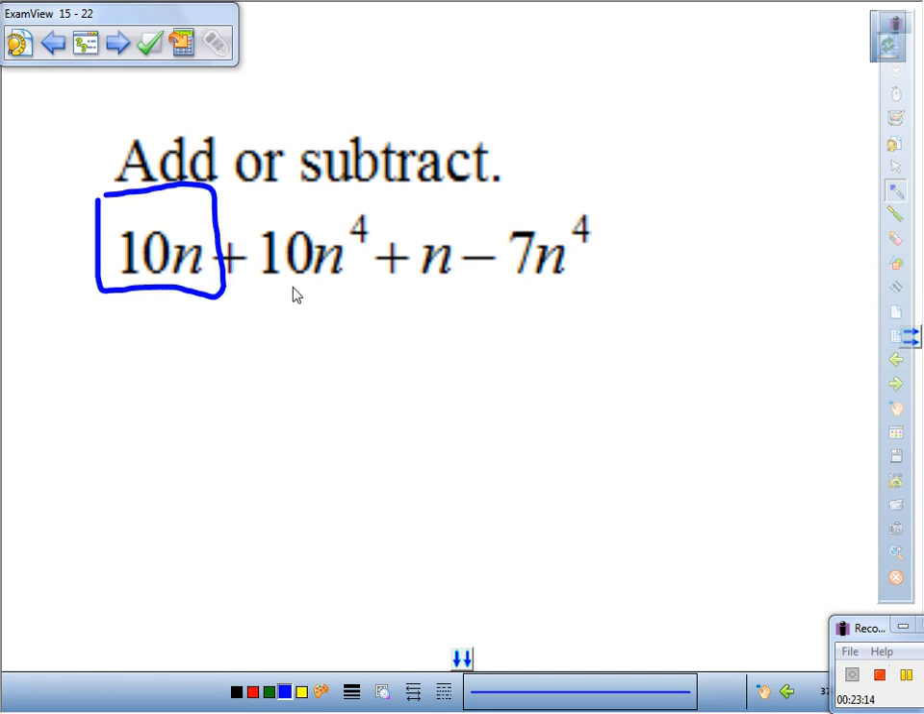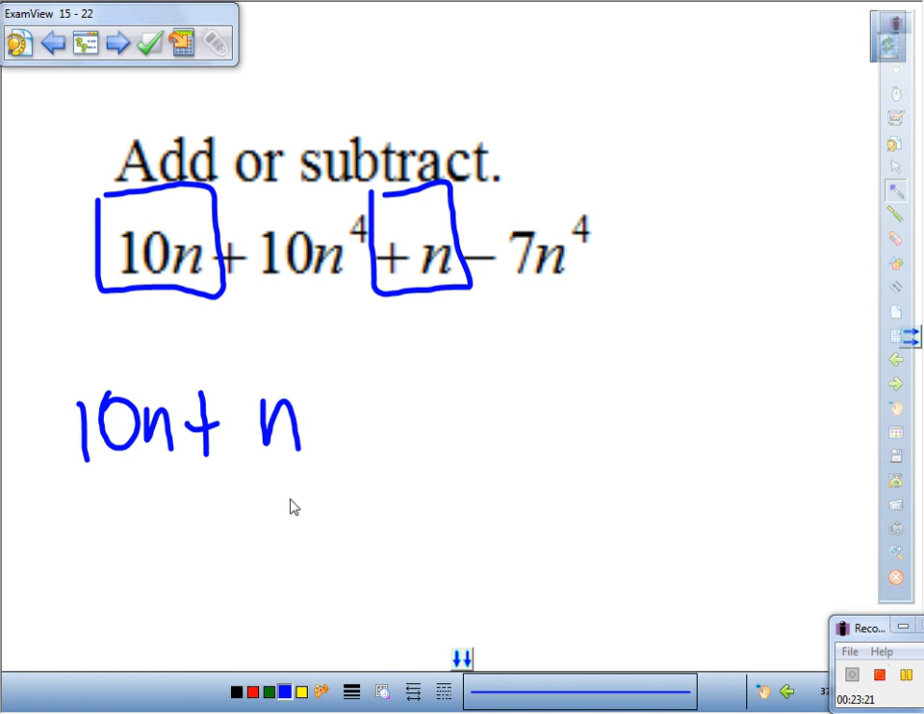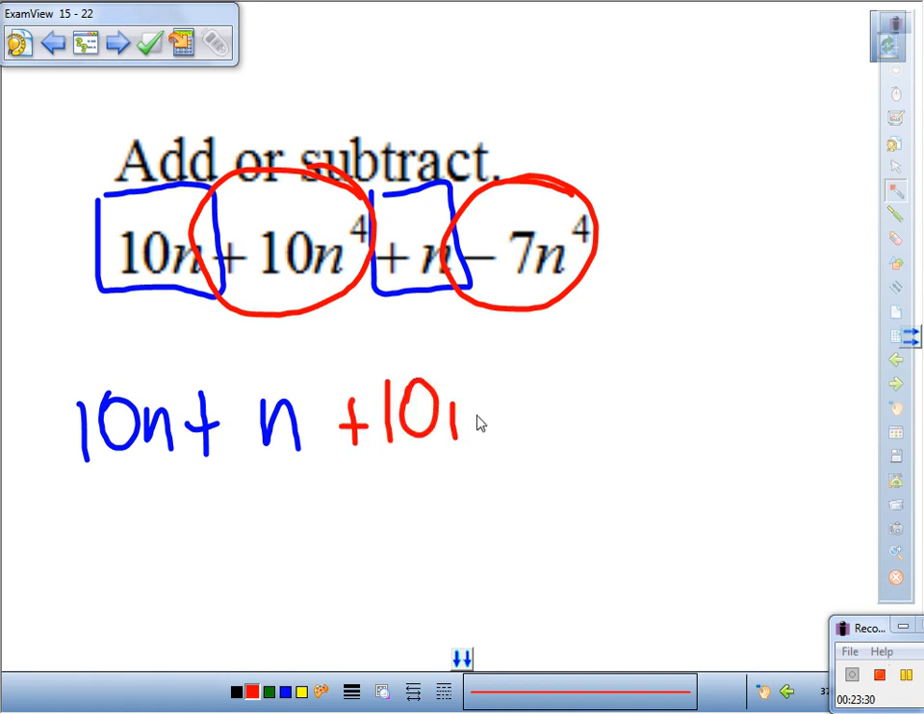This one is like this one, isn't it? So I'm going to write 10n plus 1n. Next, this one is like this one, isn't it? Plus 10n to the 4th minus 7n to the 4th. Are we there so far? What property allowed me to move things around? Commutative property of addition.